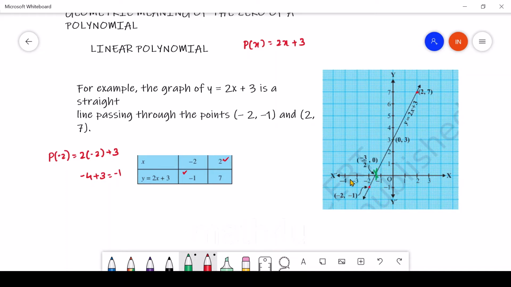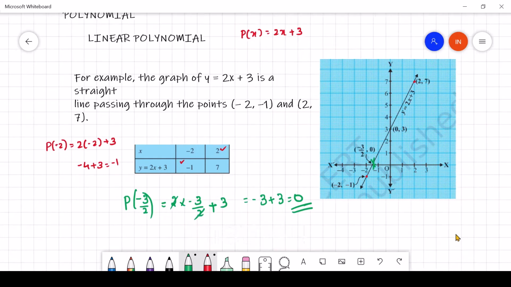How can we verify this? Let's put negative 3 by 2 instead of x. That is 2 into negative 3 by 2 plus 3, right? So we are cancelling these two. That is equal to negative 3 plus 3, which is equal to 0. So when we put the value of x as negative 3 by 2, we got the polynomial y equal to 0. So we can say that negative 3 by 2 is the zero of this polynomial, right? And you can understand that from the figure itself, I mean the graph. So this is how you can understand.